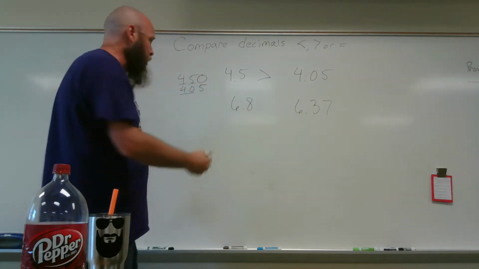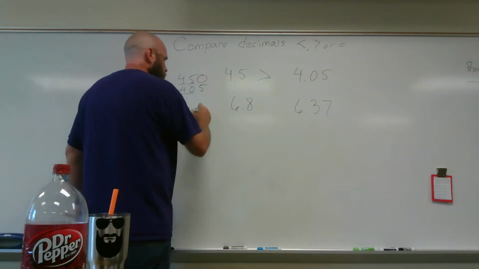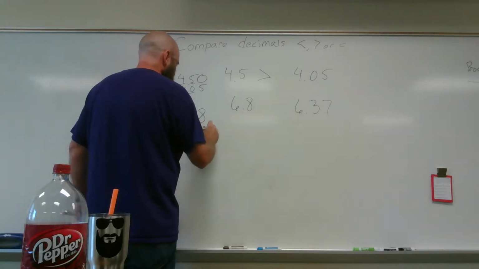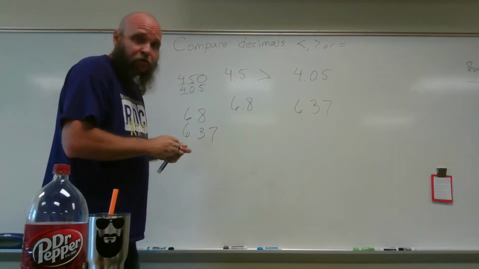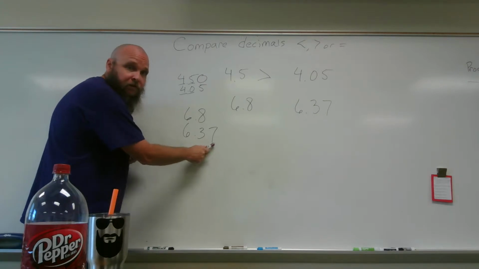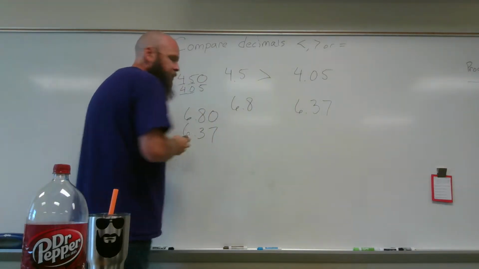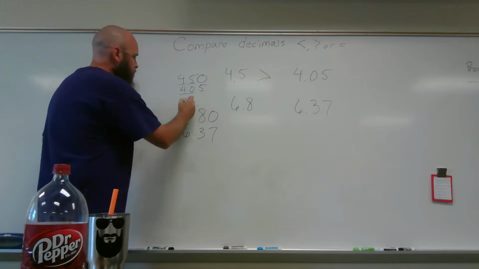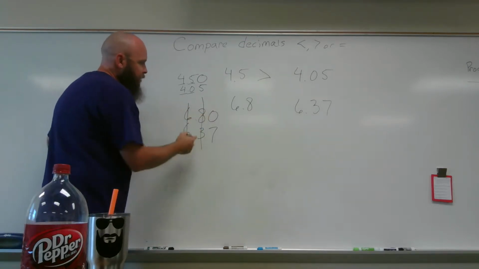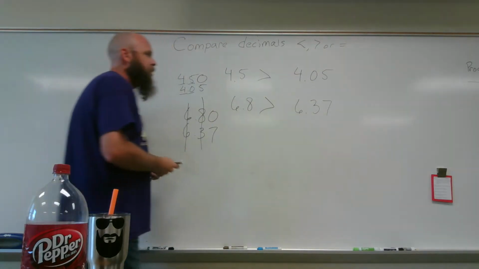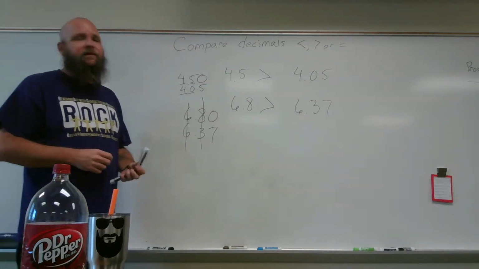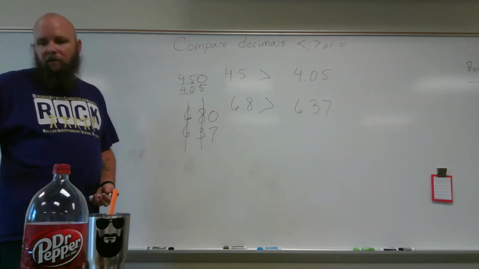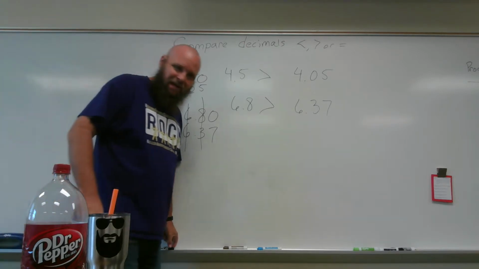Line up the decimal points. It goes out to the farthest decimal point, the hundredths place. So I take this out to the hundredths place. I have 6s that are the same. I have an 8 and I have a 3. Therefore, 6 and 8/10 is greater than 6 and 37/100. Easy peasy.